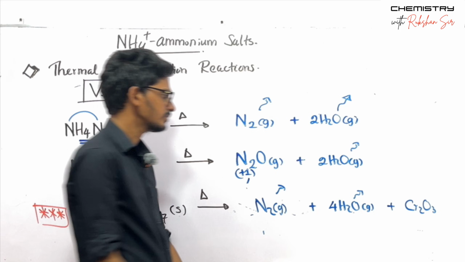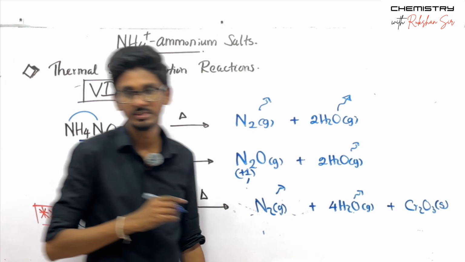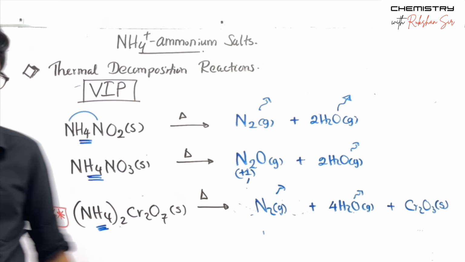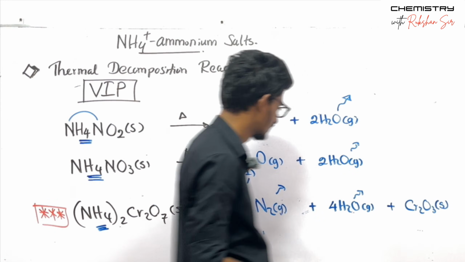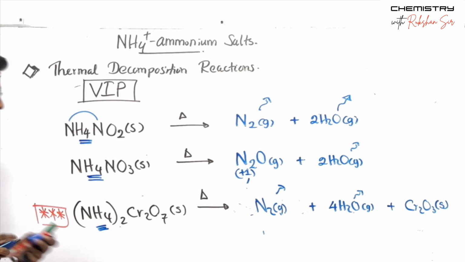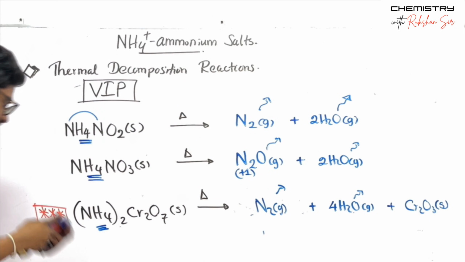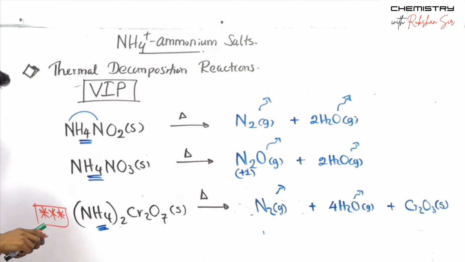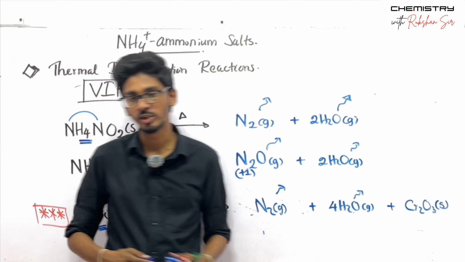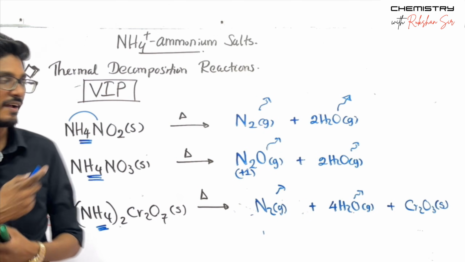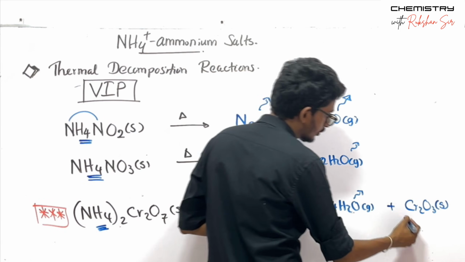See, so this is a solid metal oxide. Metal oxides are ionic and normally appear as solids. That is very important. The importance of this reaction is actually why we are considering this one as the VVIP. The importance of this thing is that this third reaction, the decomposition of ammonium dichromate, is the only instance where you come up with a solid residue.